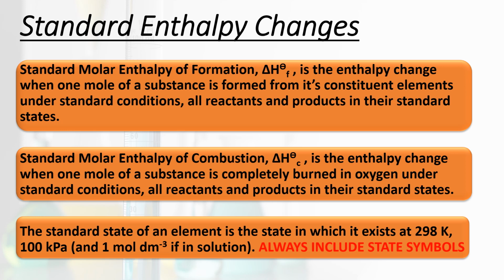So the standard conditions, remember, is just the 298 Kelvin, 100 kilopascals and 1 mole per decimeter cube solutions. And when we talk about a standard state, the standard state of an element is the state in which it exists at standard conditions. So that's 298 Kelvin, 100 kilopascal, and if it's a solution, 1 mole per decimeter cubed. And so we just have to think about, well, how does that element exist at room temperature and pressure? How would you normally find that element? So stuff like hydrogen, oxygen, nitrogen, gases, carbon as a solid, for example.